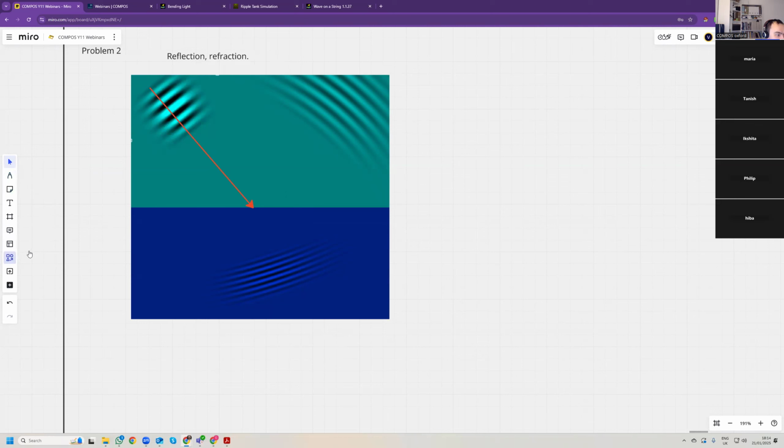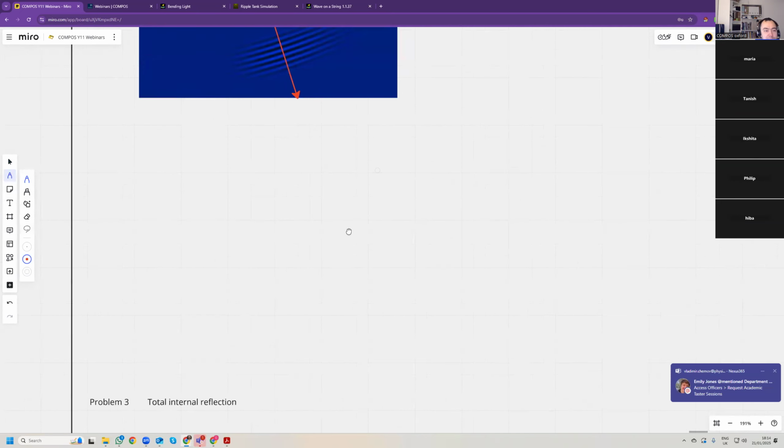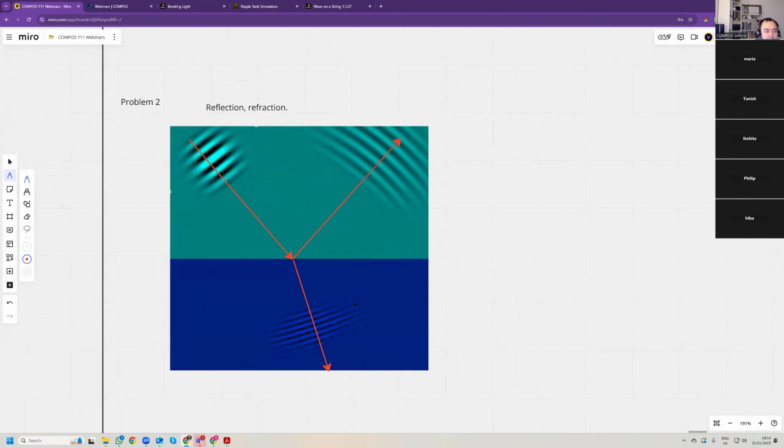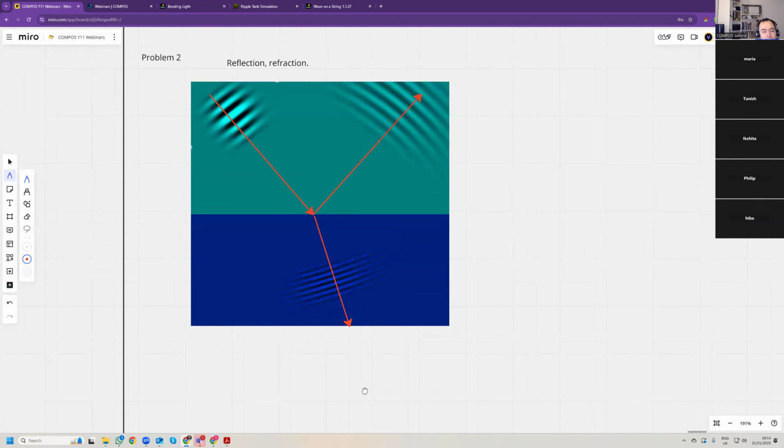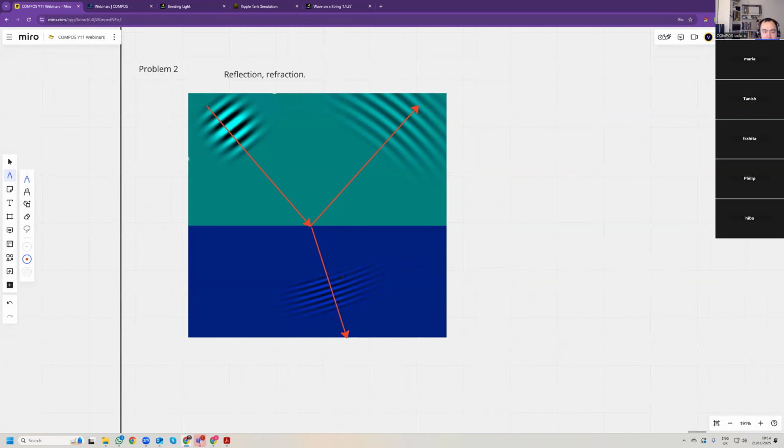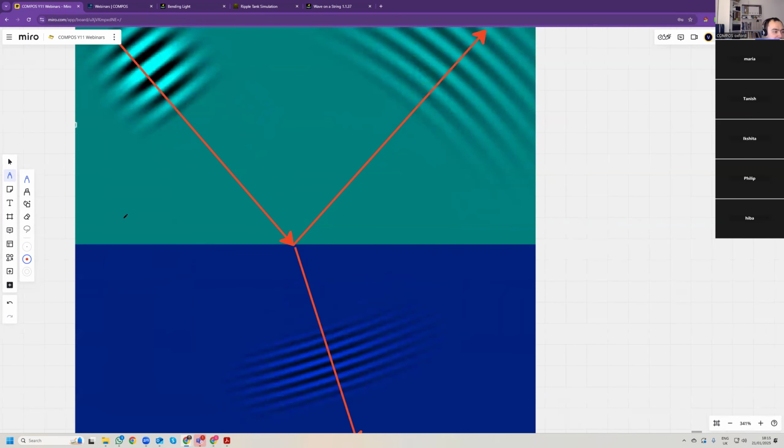And then some of it is reflected, and some of it is refracted. Okay, so hopefully that makes sense. Reflection and refraction. And we need to talk about total internal reflection a little bit. Well, okay, I'll talk a little bit more here.